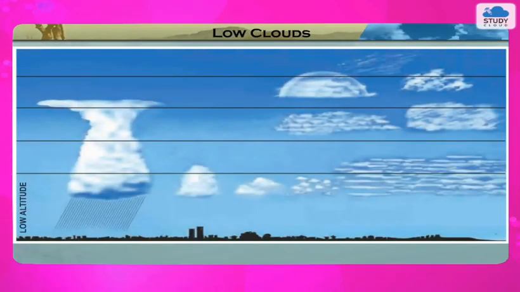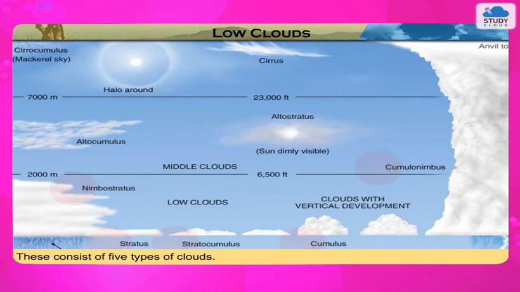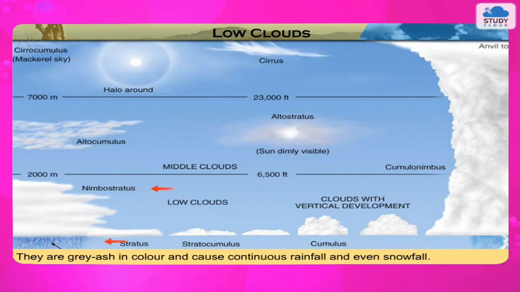Low clouds. These consist of 5 types of clouds. Stratocumulus has layers. Their color is white to earthy. Round clusters of clouds can be seen here. Stratus clouds also have layers. They are ash-colored and their base is uniform. Nimbostratus has thick layers. They are gray-ash in color and cause continuous rainfall and even snowfall.